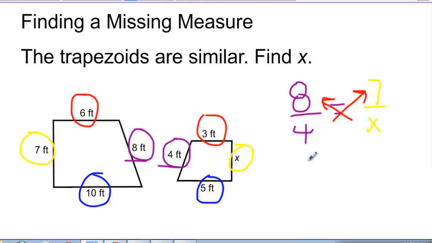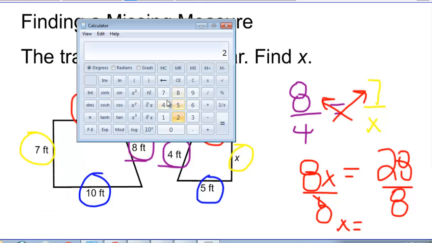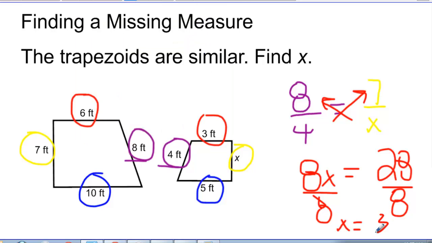So 8 times x is 8x, and 4 times 7 is 28. And when I divide by 8, I will get x equals, not a whole number, so I'm going to do this on my calculator. 28 divided by 8 gives me 3.5. So the side length x is 3.5. So I could write that over here now. I know that x equals 3.5.